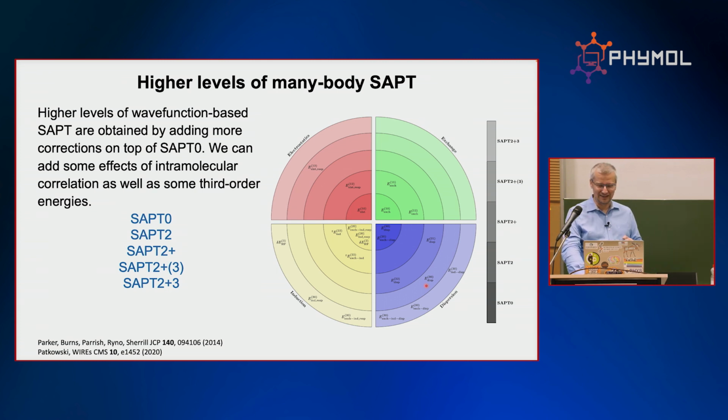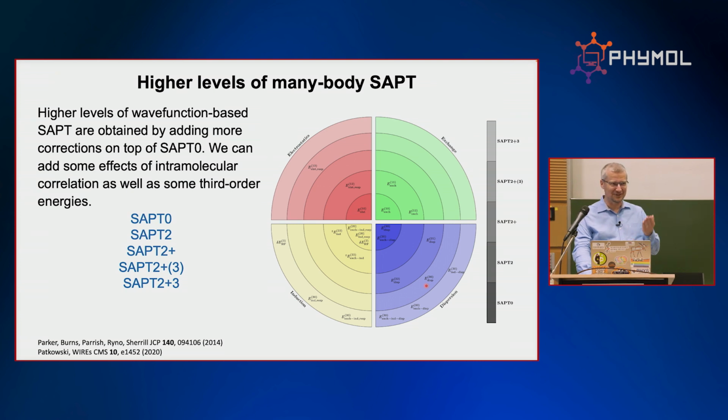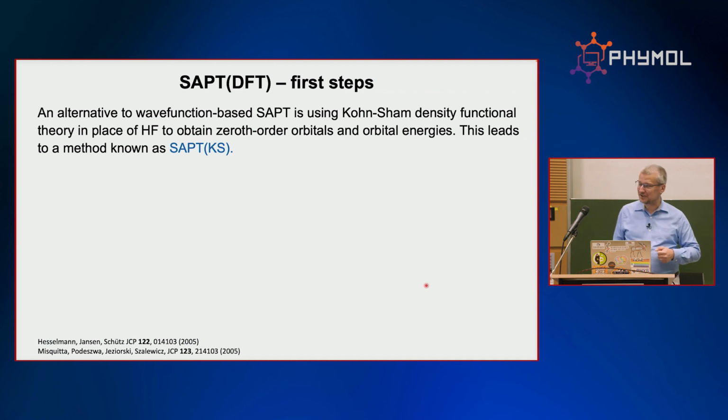The other possibility, in no small part thanks to the work of Alston Misquitta, is SAPT-DFT, which is an alternative to wave function-based SAPT, where we realize that a good way to account for intramolecular correlation, which is short range in nature, could be to use density functional theory for the individual molecules. So we can use Kohn-Sham orbitals and orbital energies in place of the Hartree-Fock ones, and the theory would look very similar because we still have one determinant. We just have a different set of orbitals, and we can throw them into the formulas for the SAPT corrections. This leads to the method known as SAPT-KS, SAPT Kohn-Sham, that I think has two very important potential advantages and one big disadvantage.